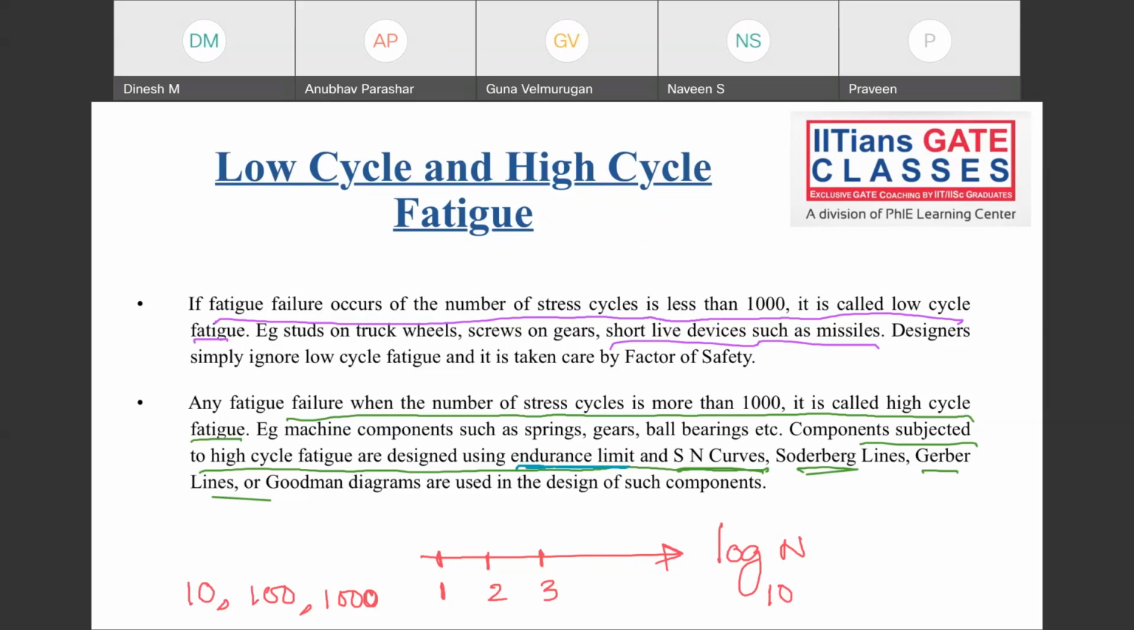You might be using endurance limit and the SN curve. Only endurance limit will not do. Endurance limit and SN curve collectively, simultaneously, we will see. Then there is the Soderberg line, Gerber line, Goodman line. We are going to see all these points.